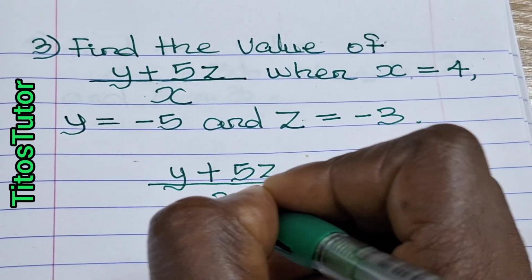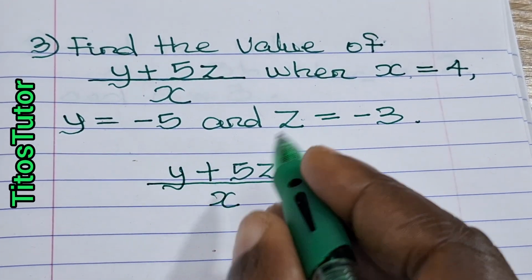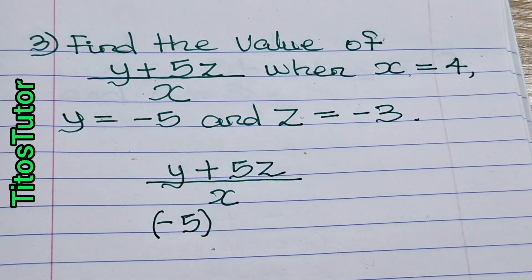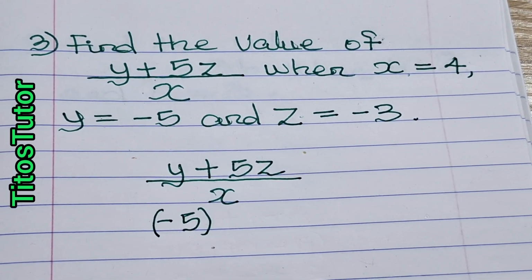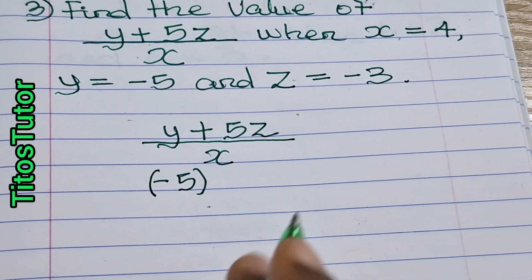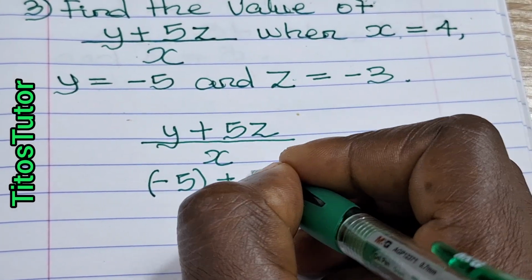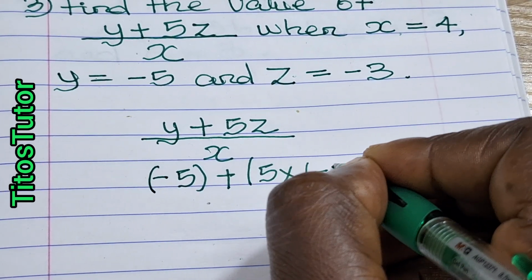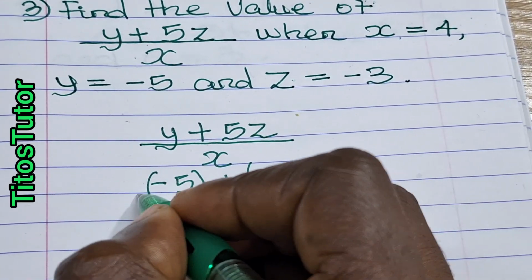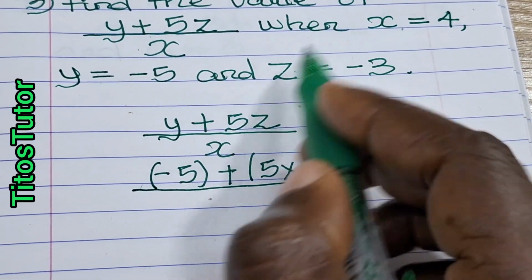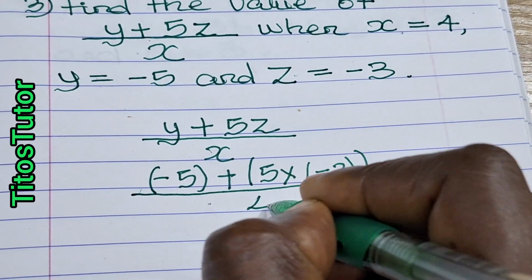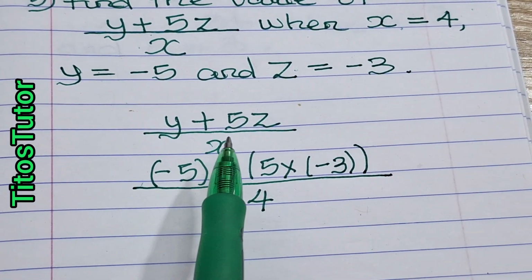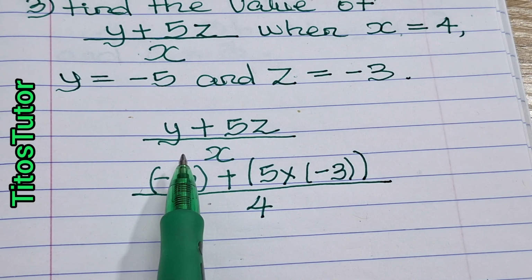All over x. In place of y, I put a negative 5. You see, I always put my numbers with negative in brackets so I don't get confused, right? Okay, so I have a plus 5z, which means 5 times z, but z is a negative 3, all over my x. X is 4. So I have substituted my numbers for my letters.